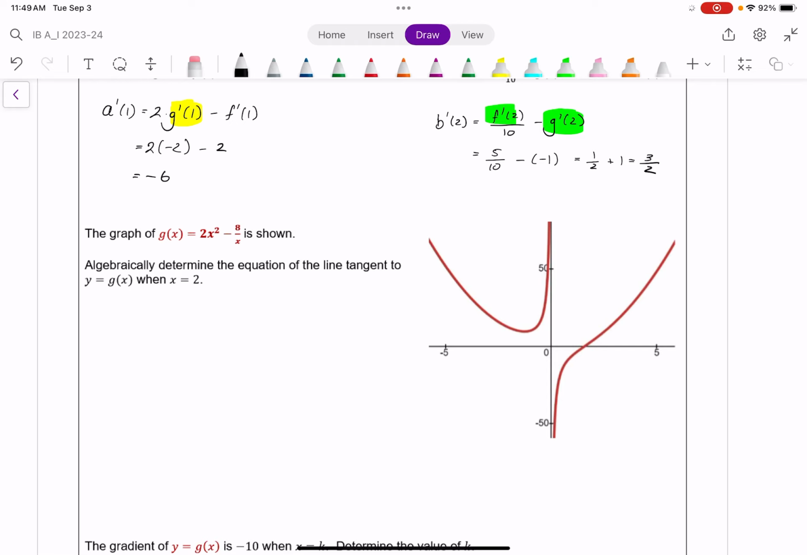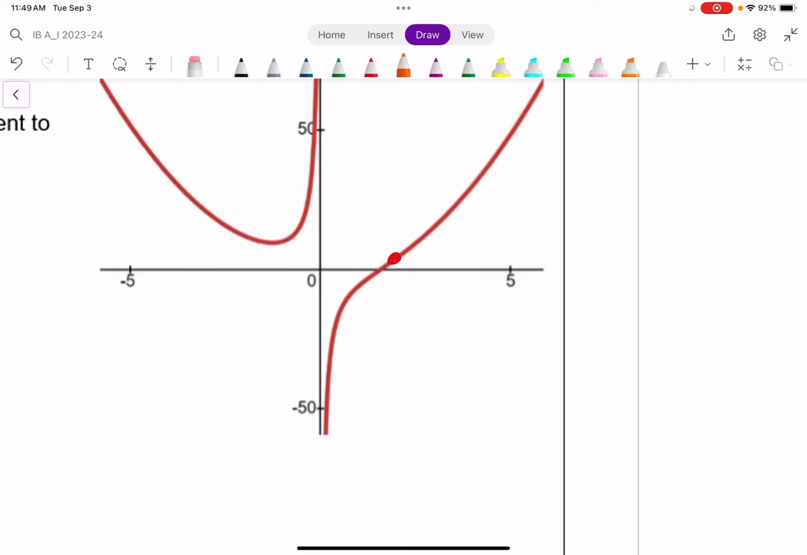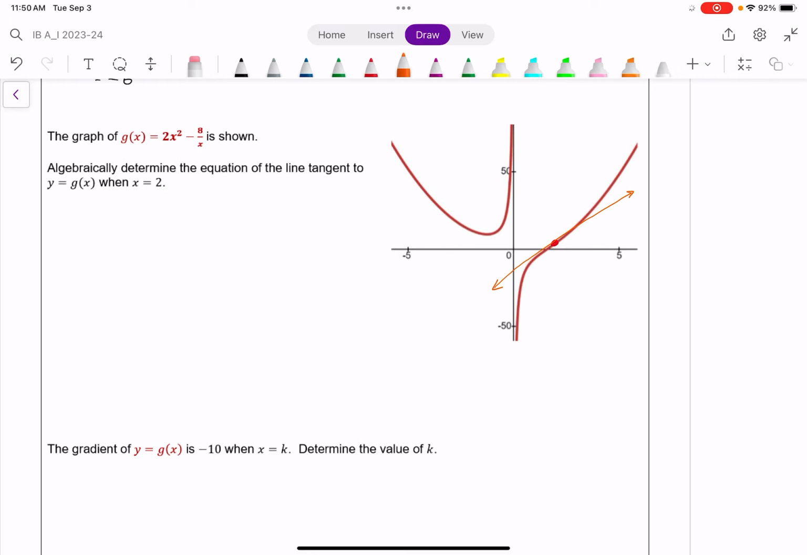In this case, though, when x equals 2, let's say it's approximately here. I want to imagine the equation of this tangent line here. All right, that's just visualizing what we're doing. And so to do that, first I need to find a few things. I need to find the derivative at that point, as well as the y value at that point.